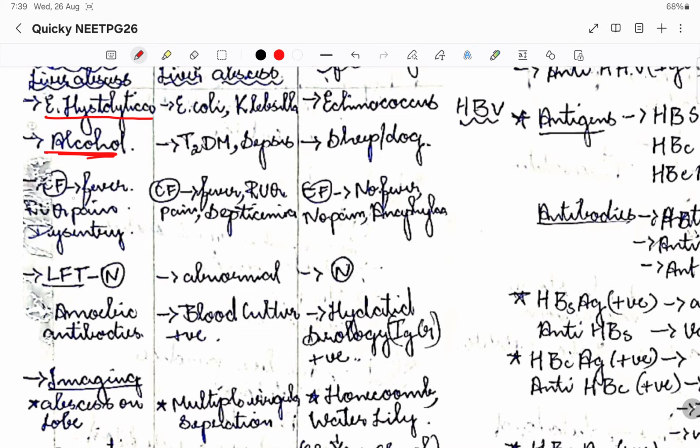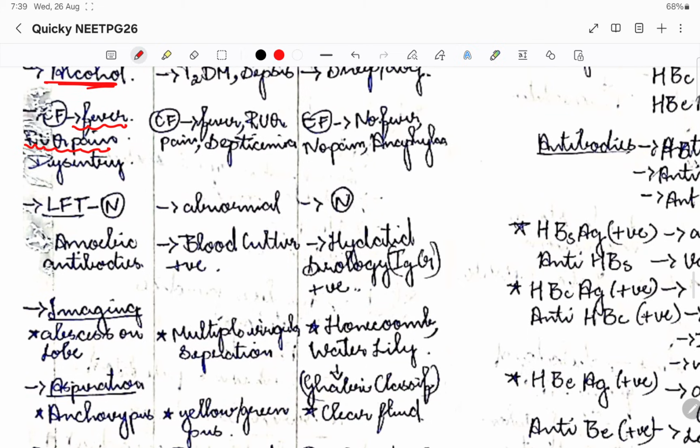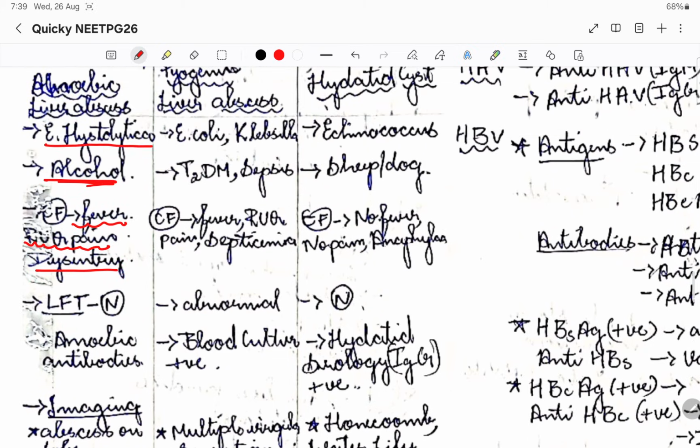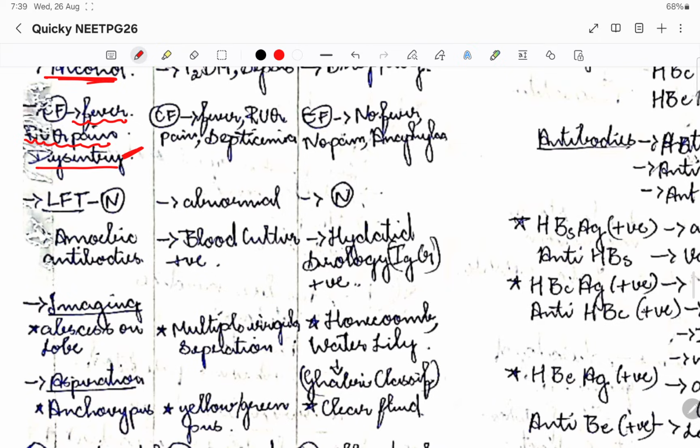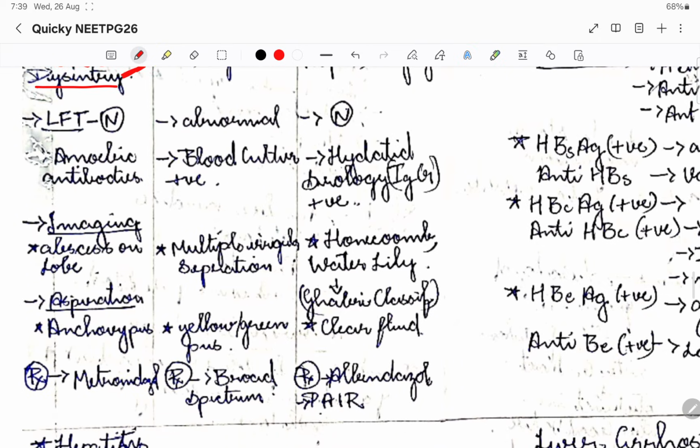The features will basically be fever and right upper quadrant pain, as it is an abscess. Then dysentery because of Entamoeba histolytica. It also causes flask shaped ulcers in the gastrointestinal tract, as we had discussed in microbiology, so that is why dysentery will be there. LFT will be normal, but there will be amoebic antibodies along with the abscess.